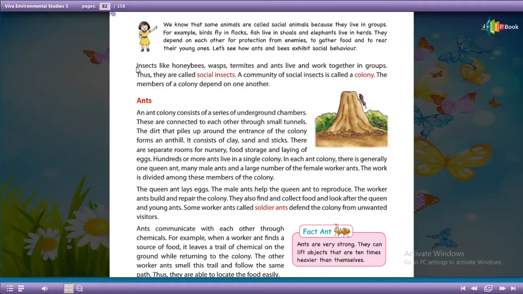Let's see how ants and bees exhibit social behavior.